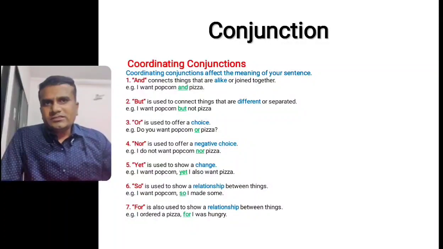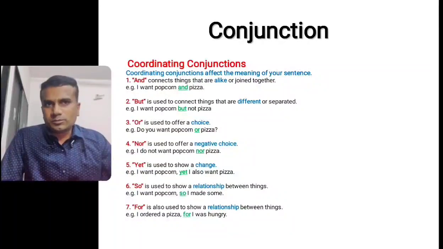The second one, "but", is used to connect things that are different or separated. The example goes like this: I want popcorn but not pizza. The third coordinating conjunction is "or". "Or" is used to offer a choice. The example: do you want popcorn or pizza? Here you will find there is an offer. Do you want popcorn or pizza?